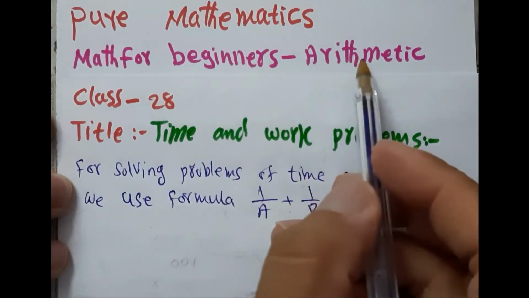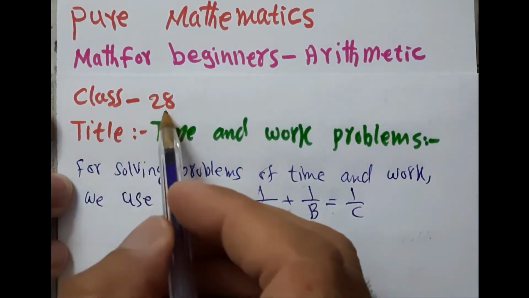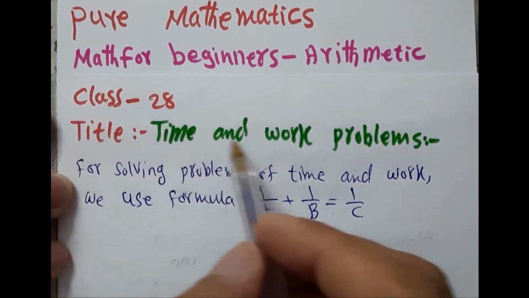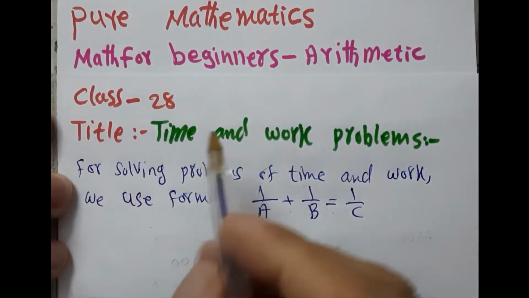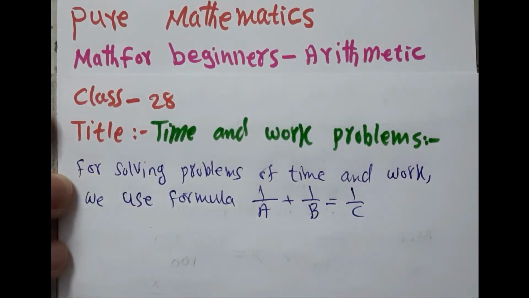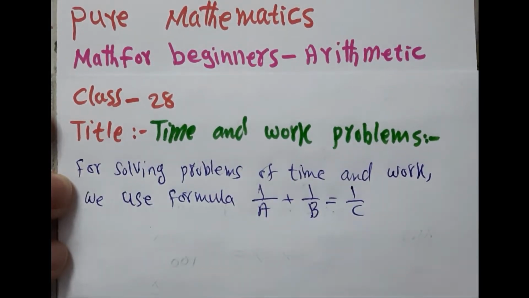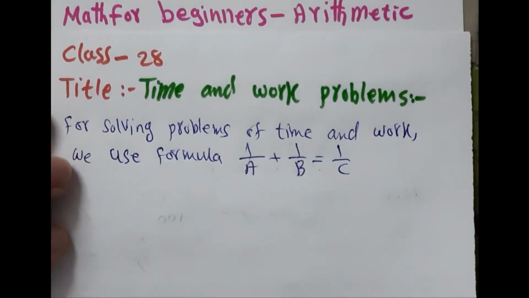Math for Beginners, Arithmetic, Class 28. Title of this class is Time and Work Problems. Here we want to solve some problems about time and work, which are solved by ratio and proportion.